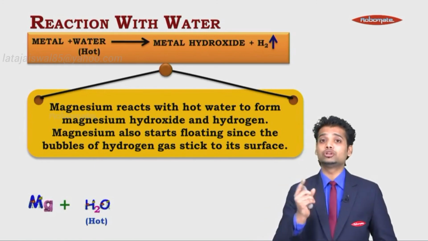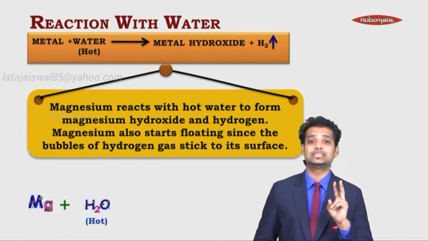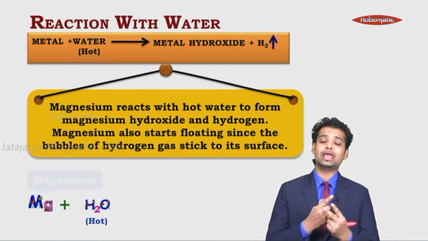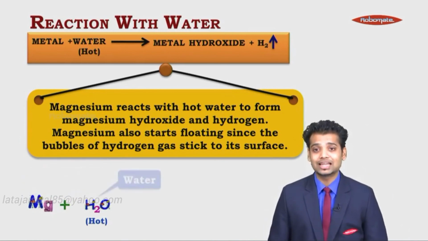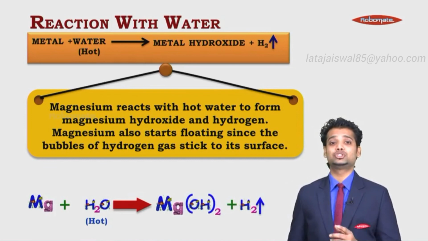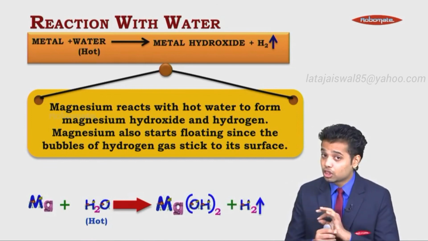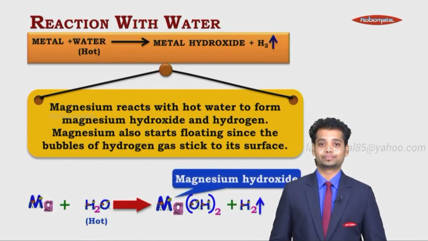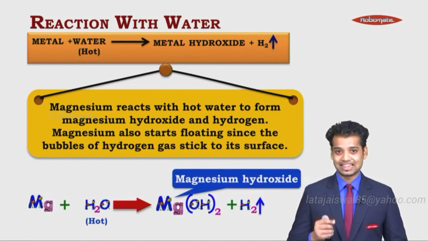So Mg is going to react with OH. Magnesium valency 2, OH valency 1, Mg(OH) twice, that is nothing but magnesium hydroxide plus H2. This time again H2 is not going to catch fire. More of this in the next module.